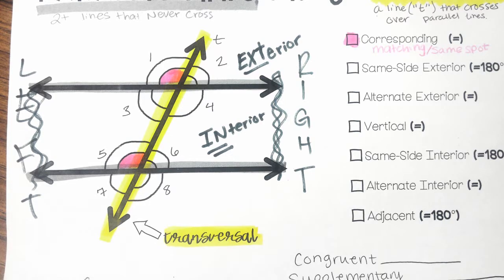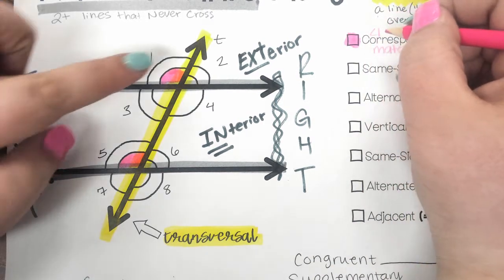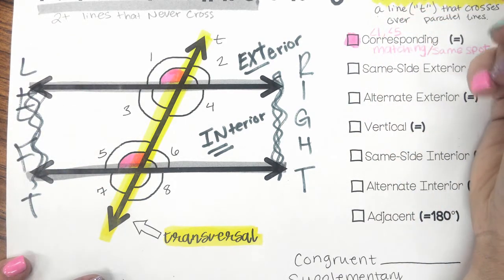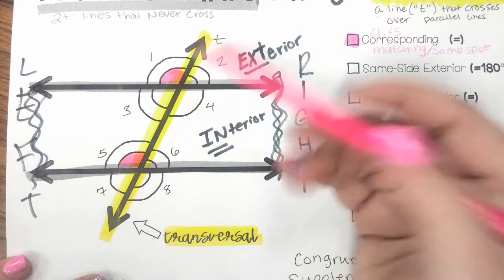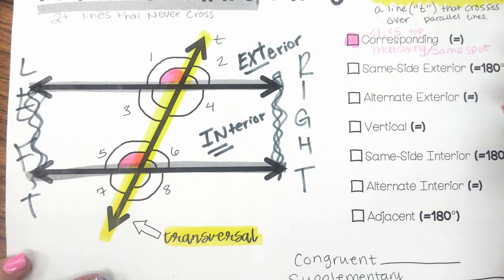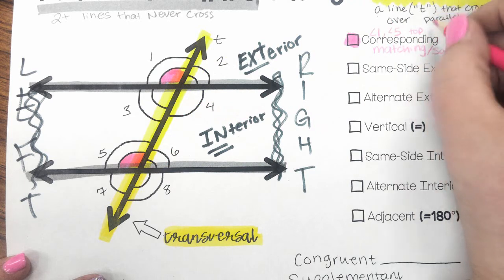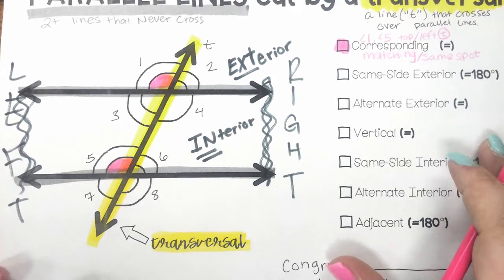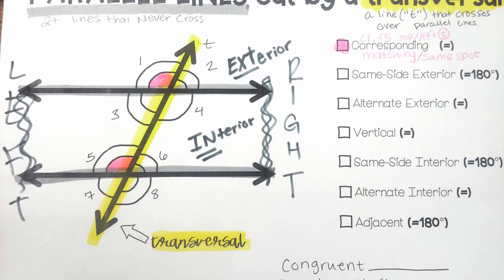So angle 1 and angle 5 are corresponding because they're both on the top of the parallel line and they're on the left side of the transversal. So left of T. All right. Now, the 1 and 5 are not the only corresponding angles we have in the diagram. It's just the ones I decided to color.